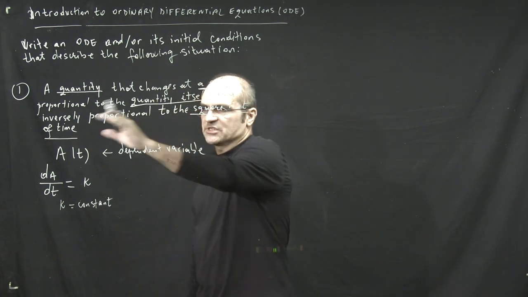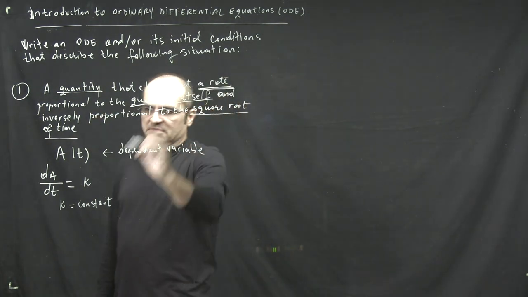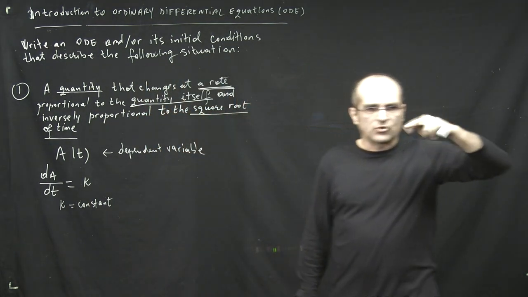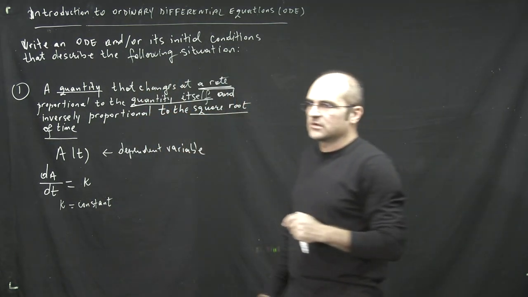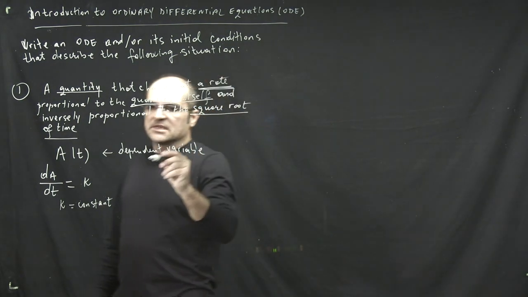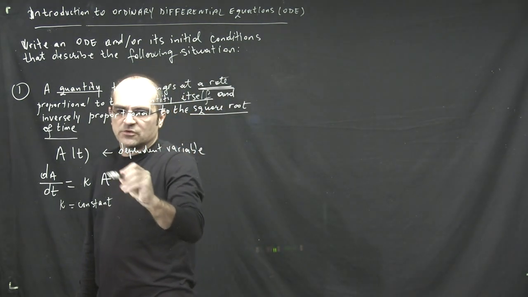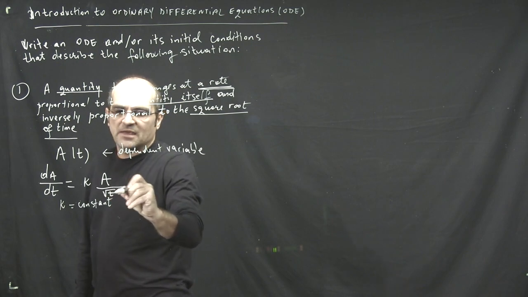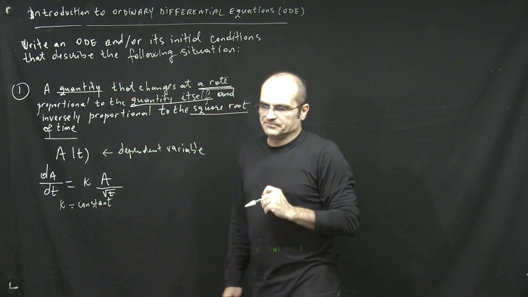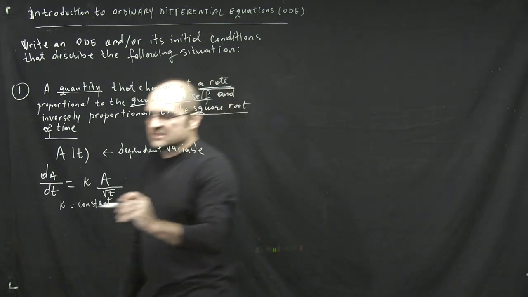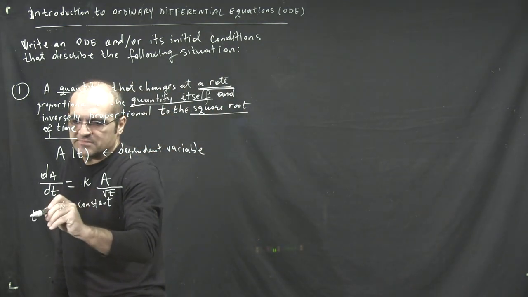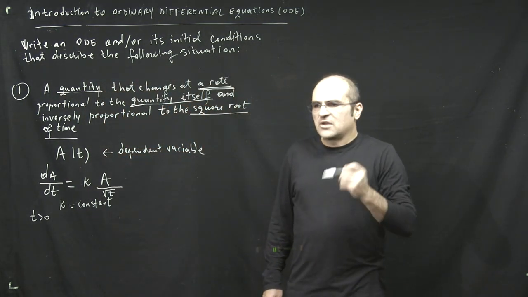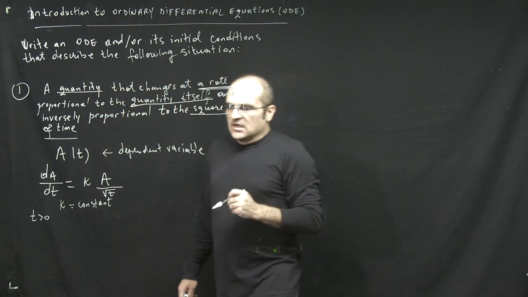Directly proportional, or just proportional, means that it appears as a factor of k. Inversely proportional means that it is proportional to the reciprocal of that quantity. So in this case, it says it's proportional to the quantity itself, so k times a, and inversely proportional to the square root of time, that means square root of t. Now, of course, this will only make sense if t is positive, otherwise it doesn't, right? So you're going to have a bunch of questions like that in the homework.